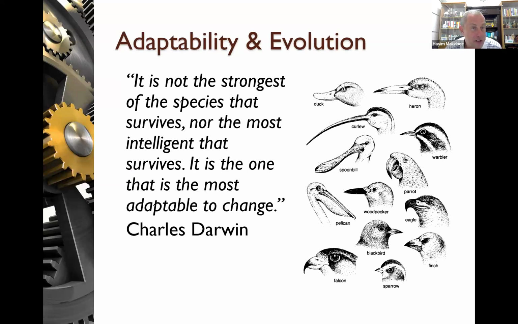And then Charles Darwin said that it is not the strongest of species that survive, nor the most intelligent. It is the one that is the most adaptable to change. Okay, this is a basic concept of evolution by Charles Darwin.